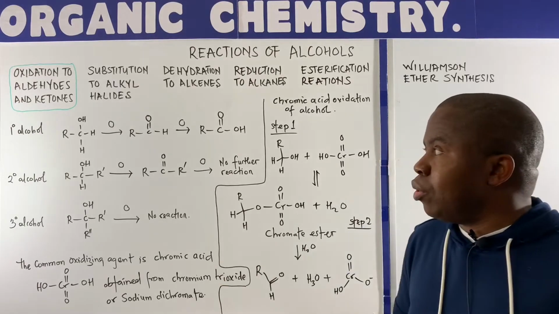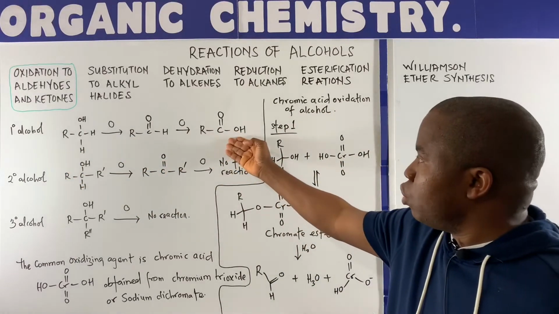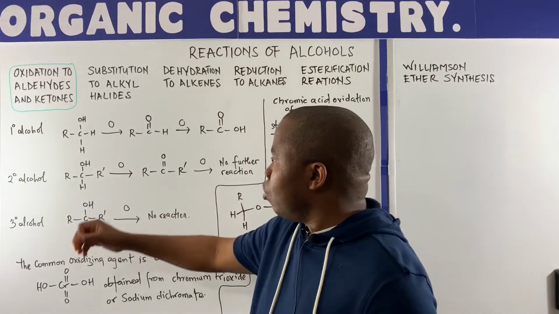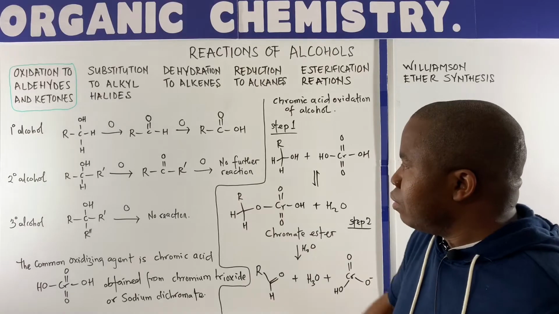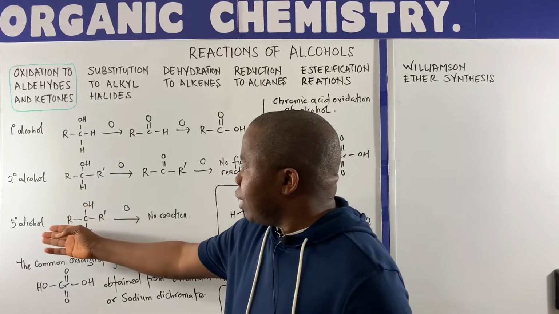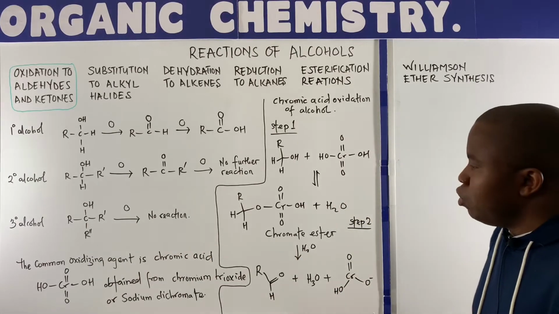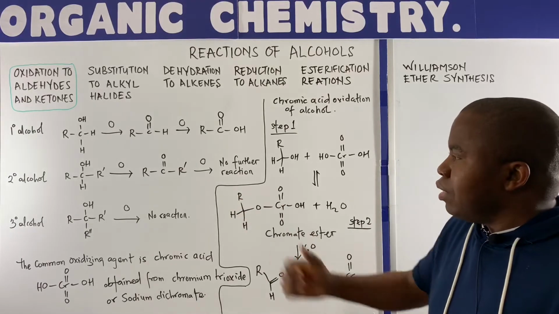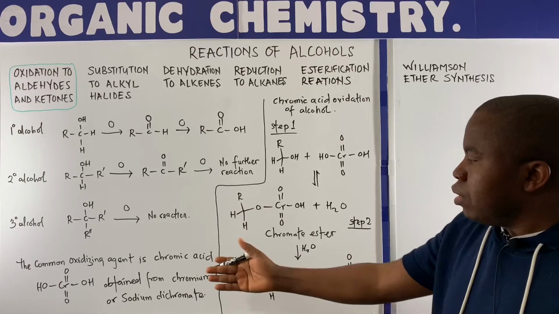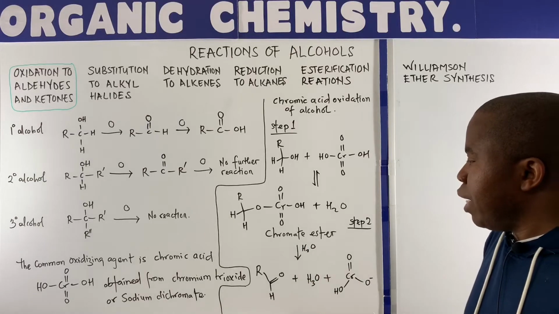As you can see on the board, we have a primary alcohol being oxidized to an aldehyde and then to a carboxylic acid. A secondary alcohol being oxidized to a ketone, and there's no further reaction if the oxidation reaction continues. And if we attempt the oxidation of a tertiary alcohol, that is not going to be possible. So basically, there are different kinds of oxidizing agents that we can use to accomplish this transformation. But the common one is chromic acid. And chromic acid can be obtained from chromium trioxide or sodium dichromate.